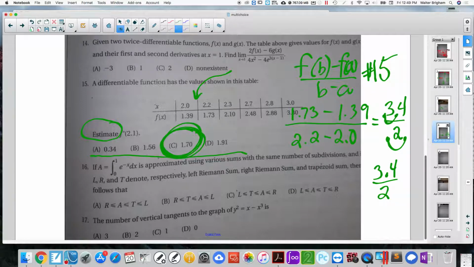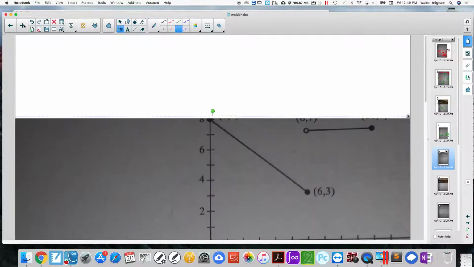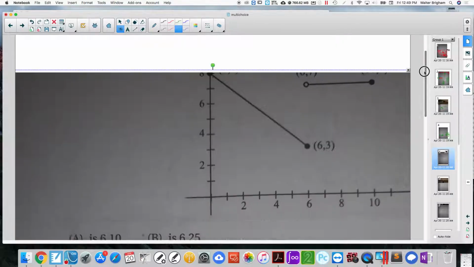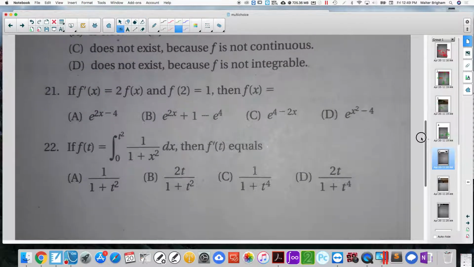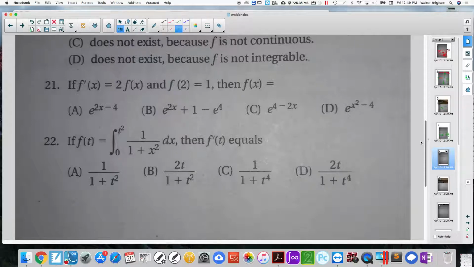Okay, the next problem is number 21 on the next page. There it is, 21. If f prime of x equals 2 f of x, and f of 2 equals 1, then f of x equals what?